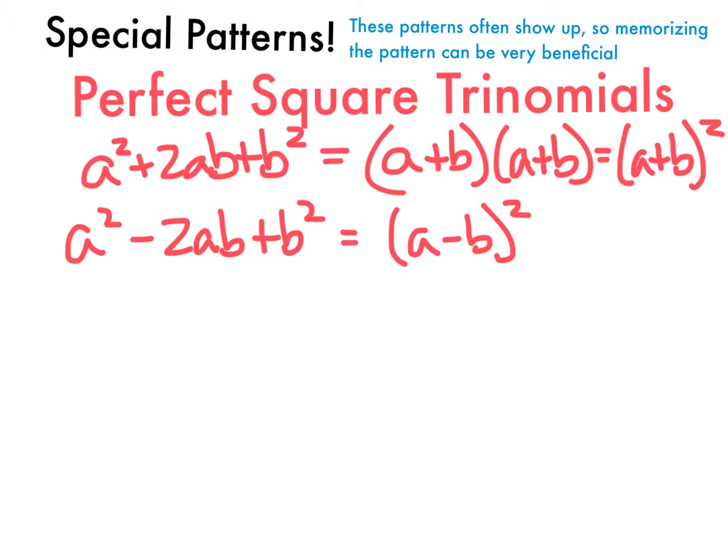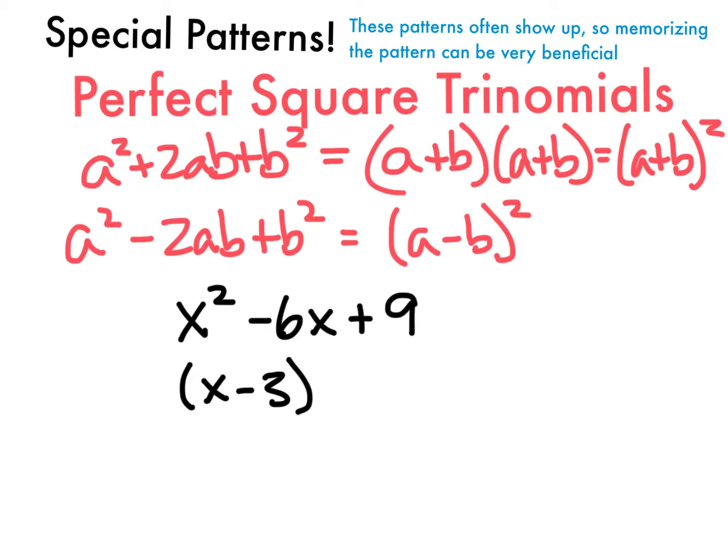So let's factor x squared minus 6x plus 9. So if we're doing this the way that we've been doing it, we know that 3 times 3 equals 9, and then that they both have to be negative because we need them to add to negative 6. So this would be x minus 3 times x minus 3.